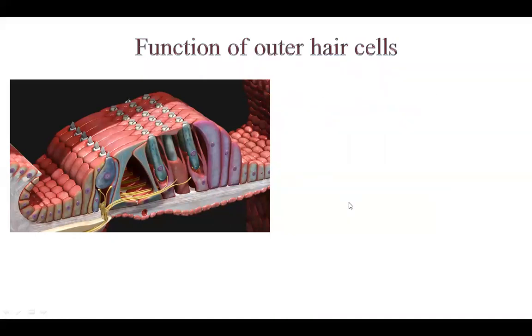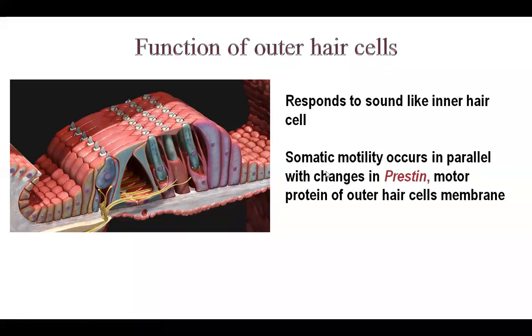Coming to the outer hair cells, they also respond to sound like inner hair cells, but there is a slight difference of the outer hair cells from the inner hair cells. They are conferred with a property of somatic motility. Now, there is another motor protein known as prestin, which is present in millions of numbers in the outer hair cell membrane. These prestin confer somatic motility to the outer hair cells.